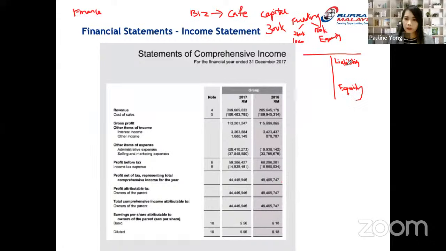So we are looking at the right-hand side here, which will be the sources of funding for your business. If you're looking at 300K, then probably you want to borrow 200K and put in 100K. Then with the money that comes in, you have to buy the equipment, the fittings and fixtures, all the tables and chairs and furniture and things like that.